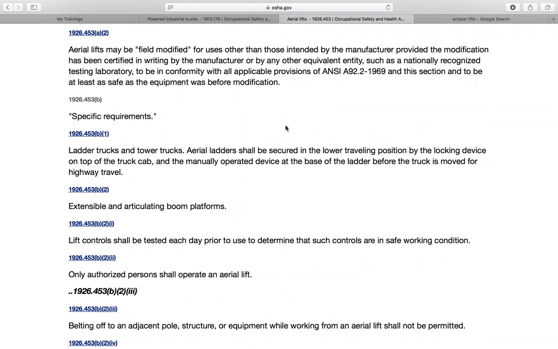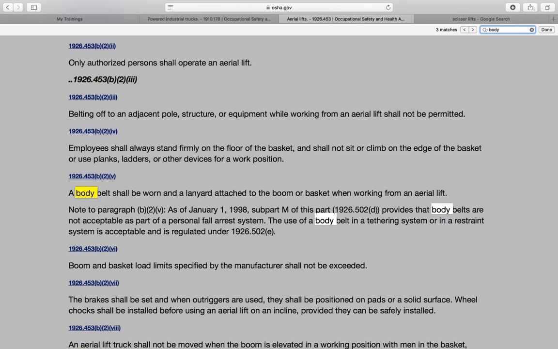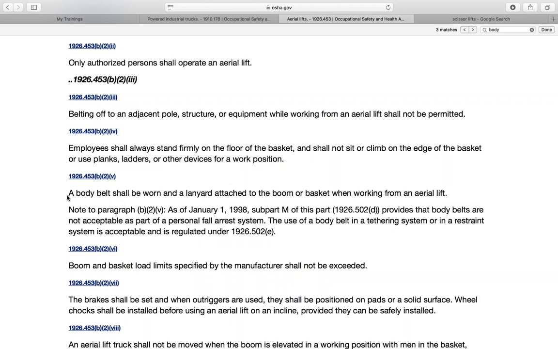Yep, let me show you. So let me show you, folks, okay? So this is what the OSHA standard says, right? Doesn't mean what your corporate standard would say. Look what the OSHA standard says. It says a body belt shall be worn with a lanyard attached to the boom or basket when working from an aerial lift. Okay, it doesn't say a body harness. It says a body belt.